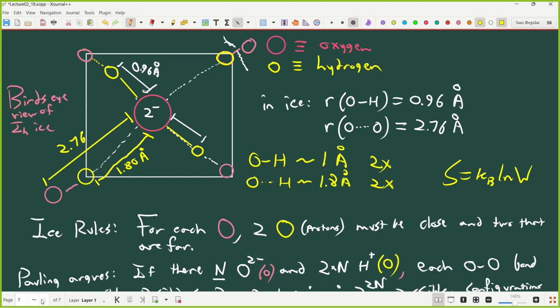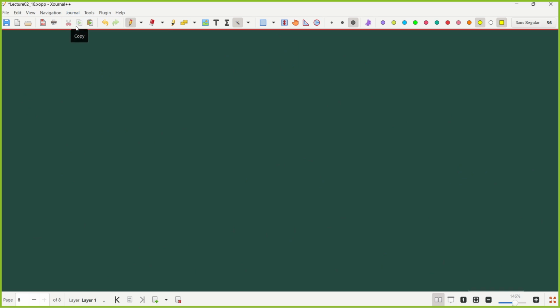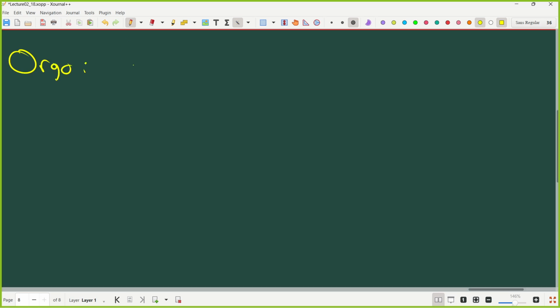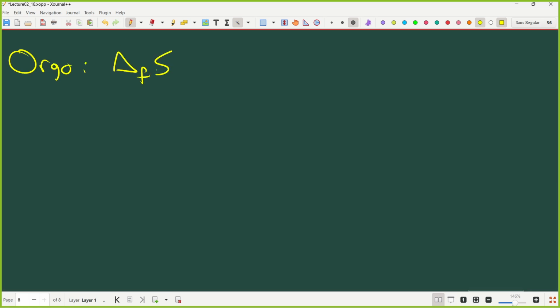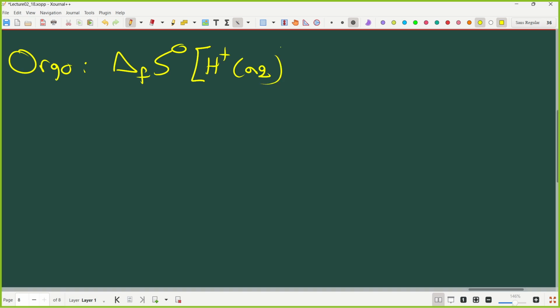Because hopefully I have a picture of this. I know I took a picture of this at some point. Ah, yes. So let me show you this. This is another little trick about water, and then I'll be done. So orgo says that the entropy of formation of an aqueous proton, again, that's like a Bronsted-Lowry acid, is 0.